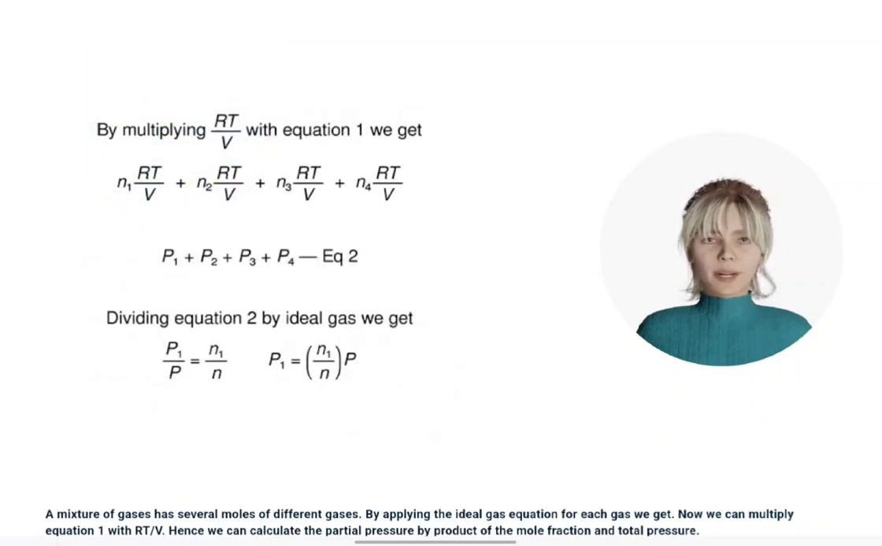A mixture of gases has several moles of different gases. By applying the ideal gas equation for each gas we get. Now we can multiply equation 1 by RT divided by RT. Hence we can calculate the partial pressure as the product of the mole fraction and total pressure.